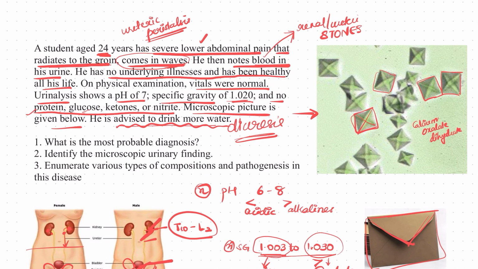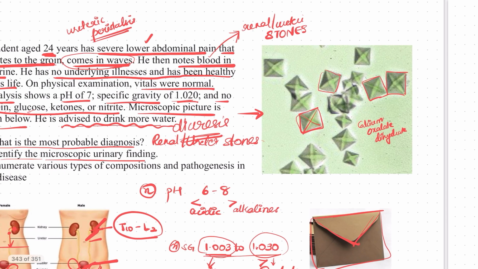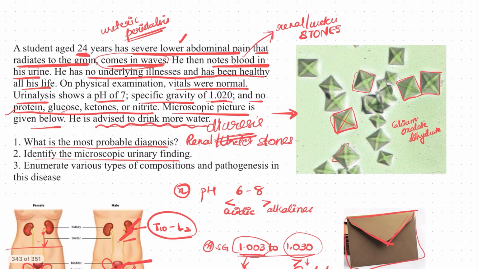Let us begin to solve the questions. What is the most probable diagnosis? Renal stones or ureteric stones. This is the most probable diagnosis. Identify the microscopic urinary finding. A microscopic urinary finding shows presence of crystals. These crystals are calcium oxalate dihydrate crystals.